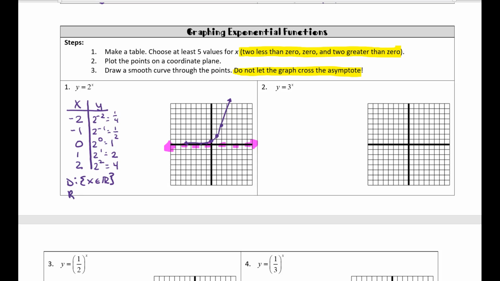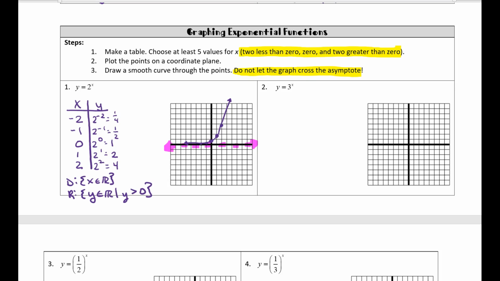Our range, on the other hand, is still all real numbers, but it's not every real number. It's going to be all real numbers above 0. And it cannot equal 0 because this graph is never going to be on the x-axis, which is where y equals 0. So y is greater than 0 because all our values are going to be positive, and they will always be positive.